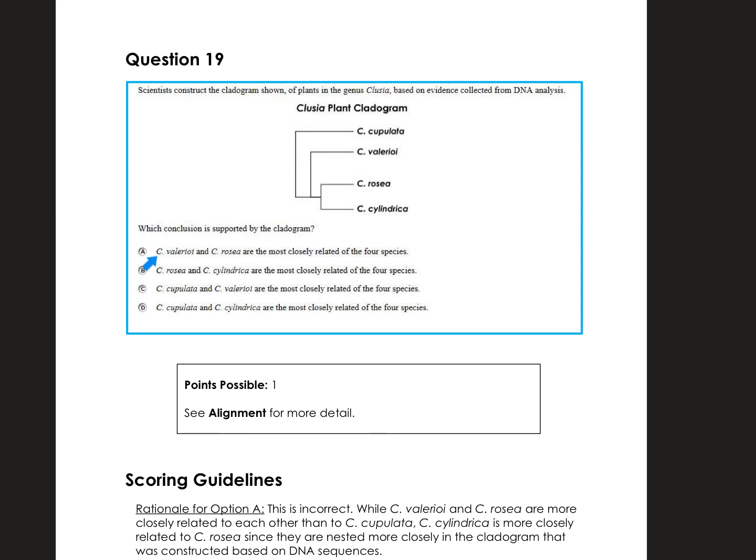Which conclusions can be supported from the cladogram? C. Val and C. Rose are the most closely related of the 4 species. That's absolutely not true. We just said Rose and Cylinder are the 2 most closely related. So we know the first one's wrong. Rose and Cylinder are the most closely related. Well, I'm going to say probably this one, but I'm going to read all of them because I want to make sure. C. Cup and C. Val are the most closely related of the 4 species. That's not true. C. Cup is here and C. Val is here. They're not the most closely related. So I'm not going to put that.